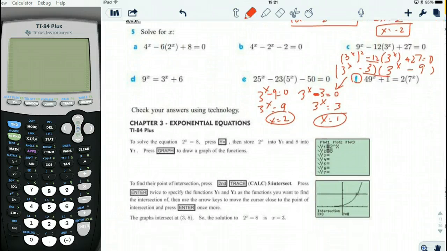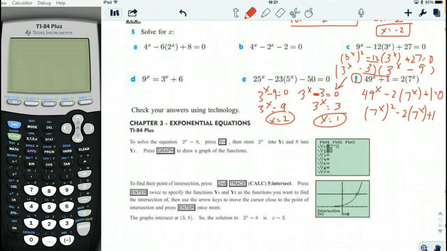Last one here. 49 to the x plus 1 is equal to 2 times 7 to the x. And the first thing we need to do is put everything on the left side. So we've got 49 to the x minus 2 times 7 to the x plus 1 is equal to 0. And the next thing we need to do is express the 49 to the x as a power of 7. So we're going to put 7 to the x squared minus 2 times 7 to the x plus 1 equals 0.